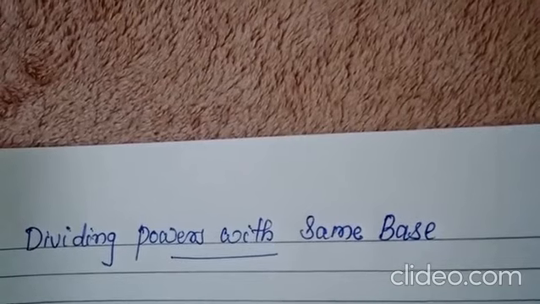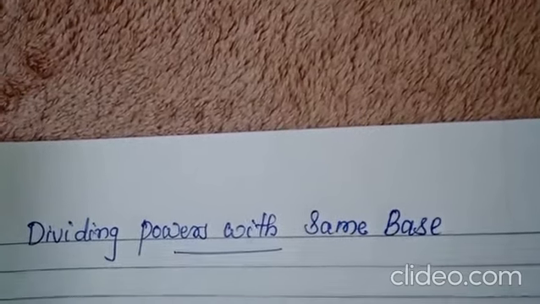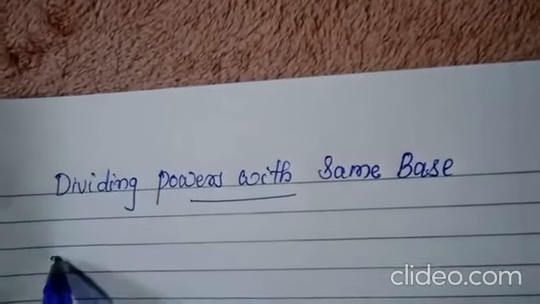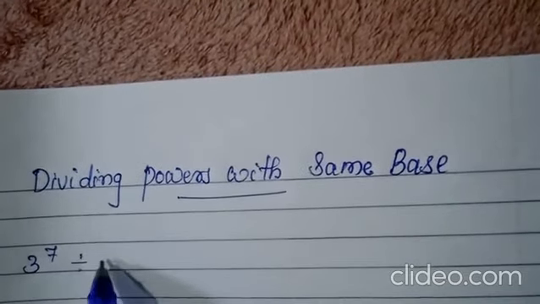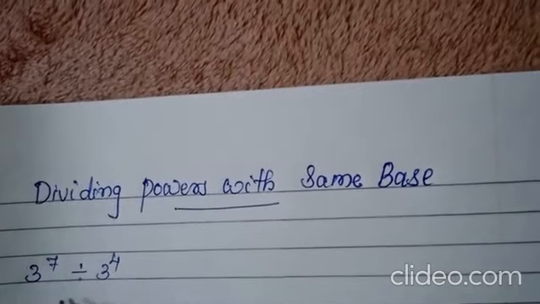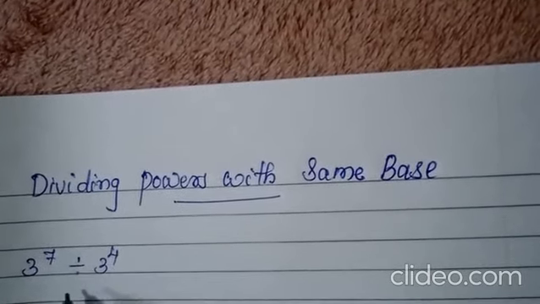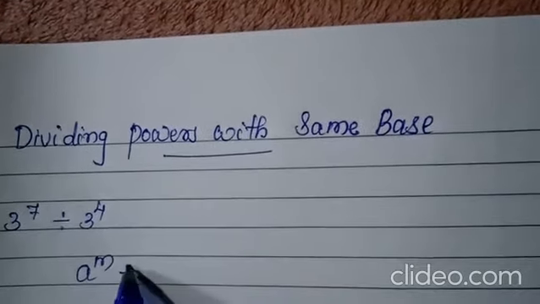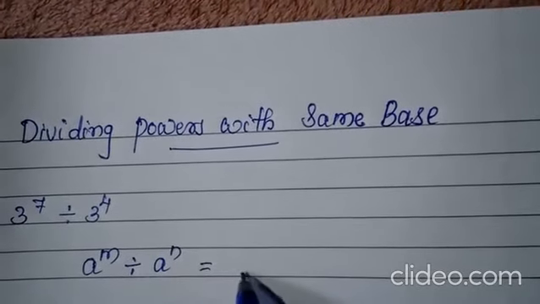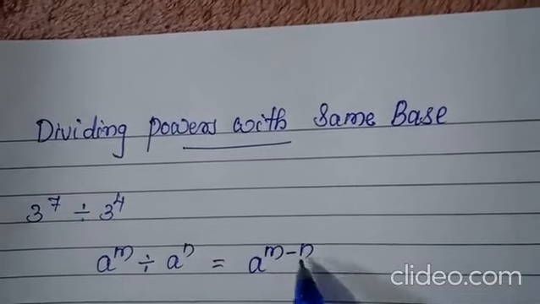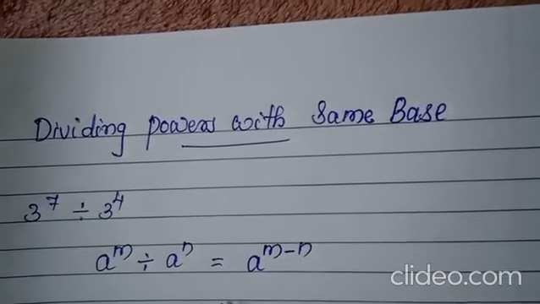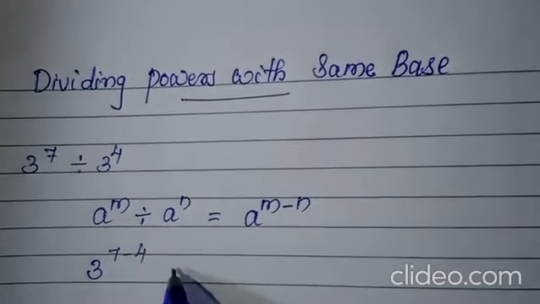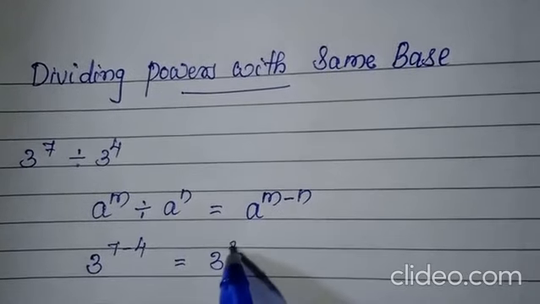Next, we are going to study dividing powers with the same base. Let us do one example. Question number 1: 3 raised to 7 divided by 3 raised to 4. In this case, the bases are the same and the powers are different in division. So we use a raised to m divided by a raised to n is equal to a raised to m minus n. We should apply this law of exponents. So 3 raised to 7 minus 4 is 3 raised to 3.